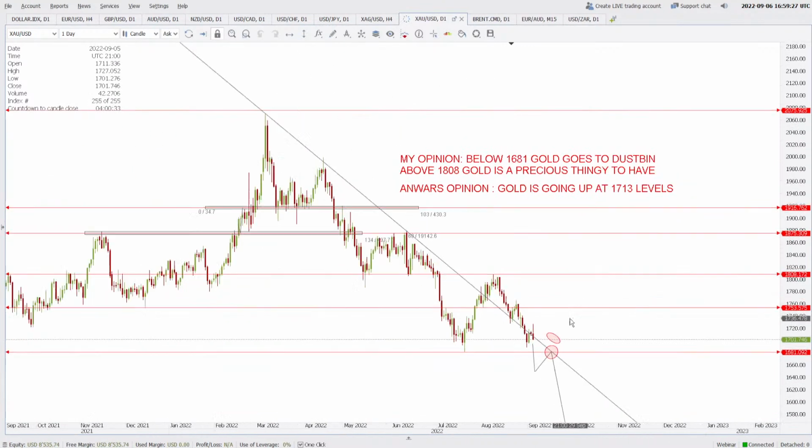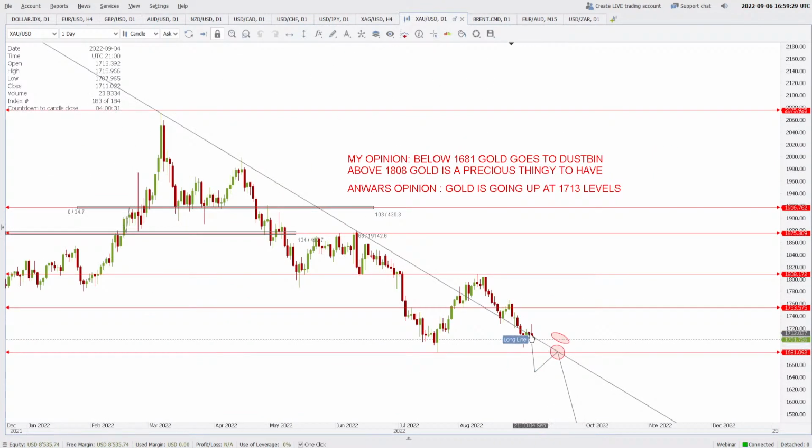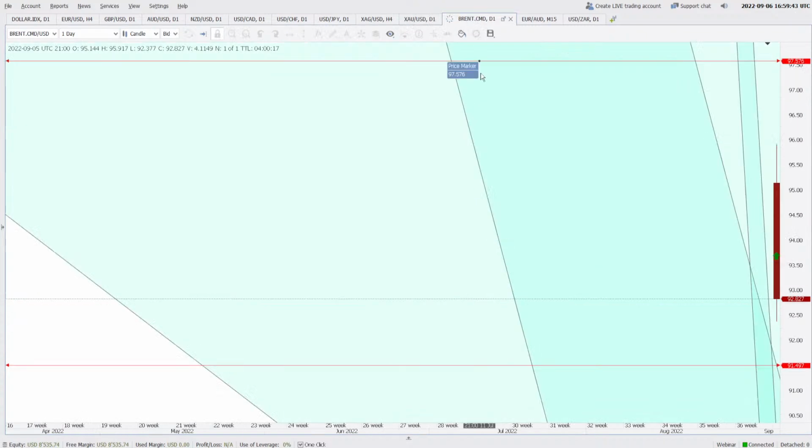What do you think? This is not showing us a very bullish sign at the current levels. So 1681 is the key level to the downside, 1753 is the key level to the upside. Keep an eye on both of them.